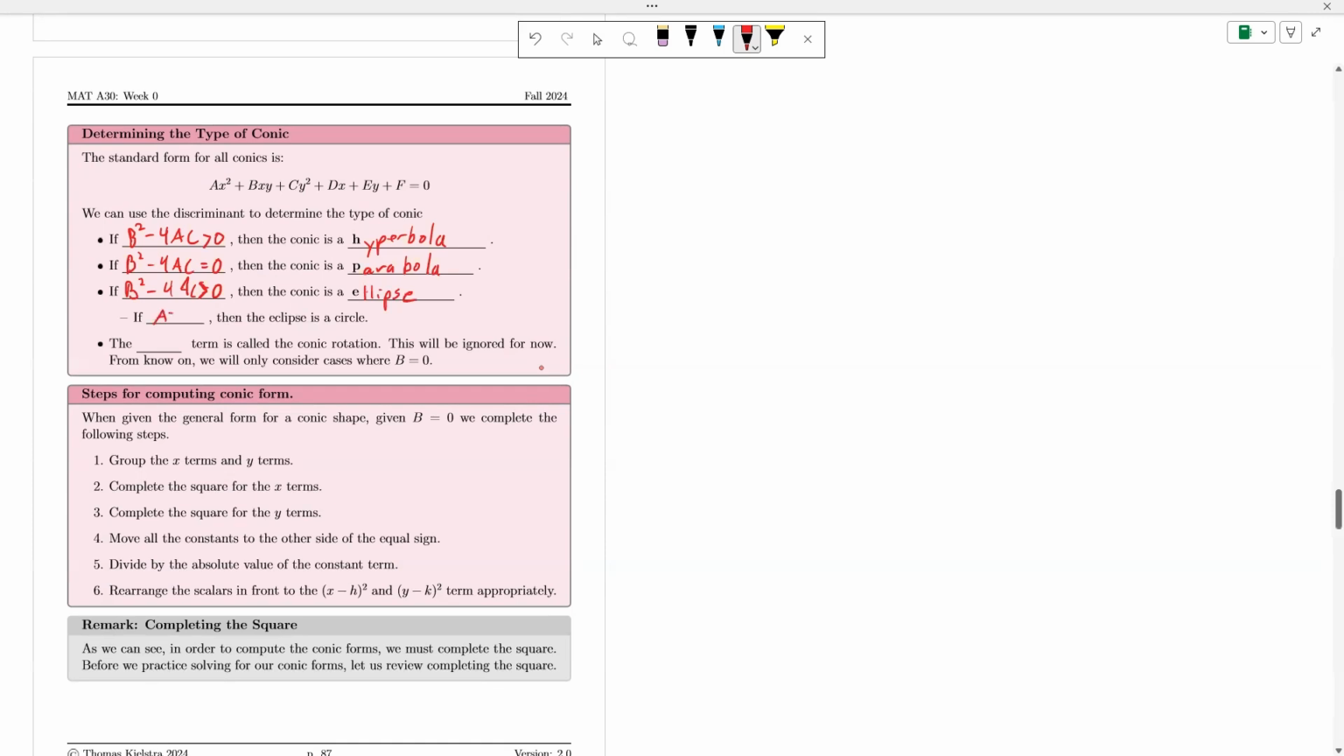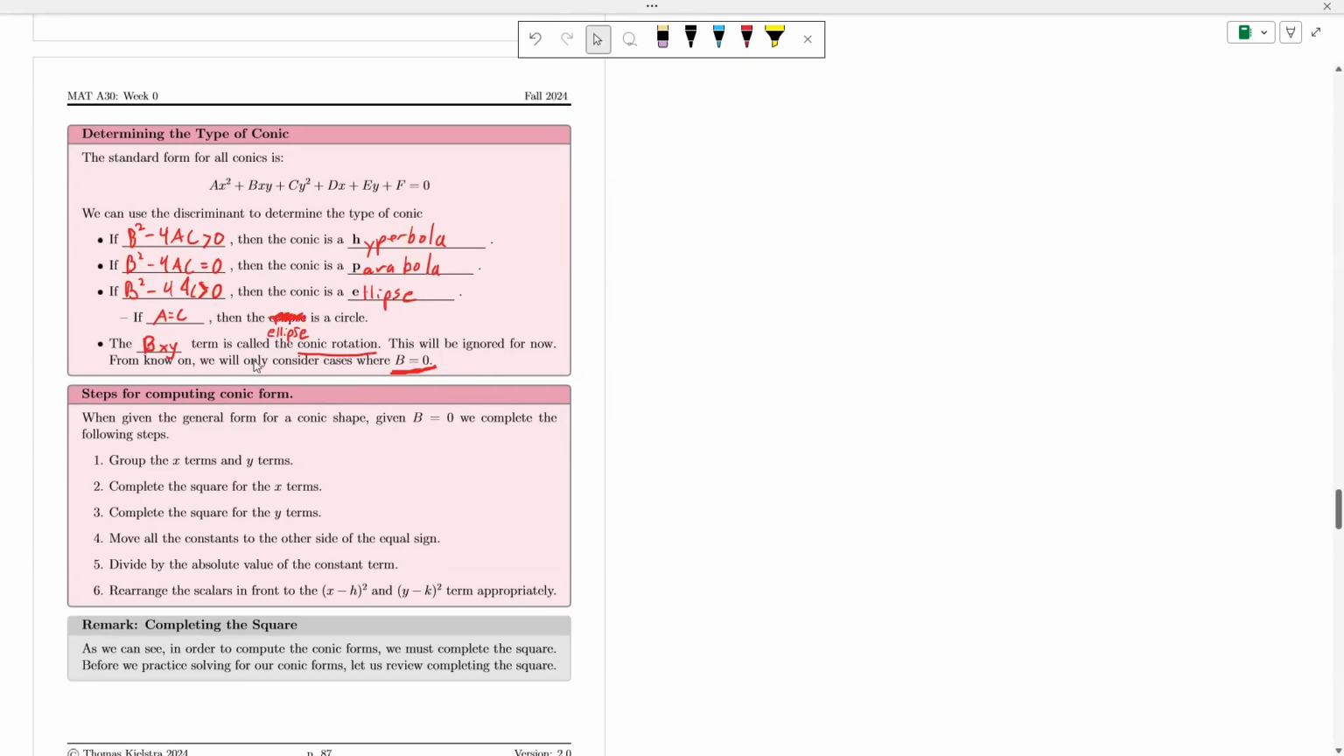Note that if a equals c, then the ellipse is a circle, not the eclipse, the ellipse. The term bxy is called the conic rotation. This will be ignored from now on. From now on, we will only consider cases where b equals 0. In the future, you may look at conic rotations, and in those cases, what you'll typically do is reorient your axes to make that conic rotation 0. But this is very much a thing within physics.